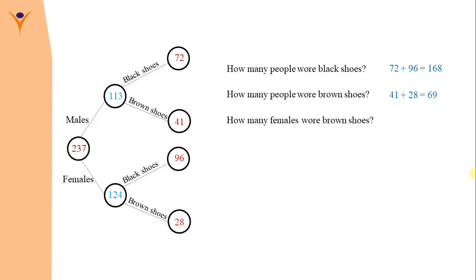All right, welcome back. So were you able to identify the number of females who wore brown shoes? So let's see how correct you are. If we go back to the frequency tree, we go to females and we come down, we see that we have a total of 124 females. Among them, those who wore brown shoes are just 28. So did you get that correctly? Well, congratulations if you did.